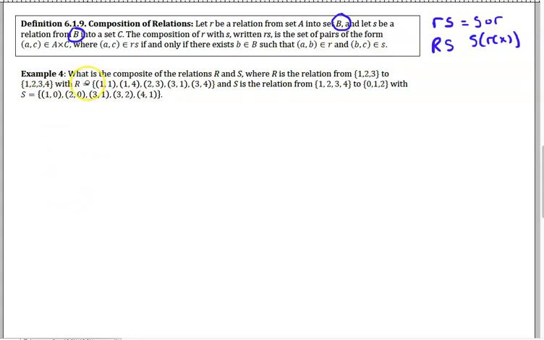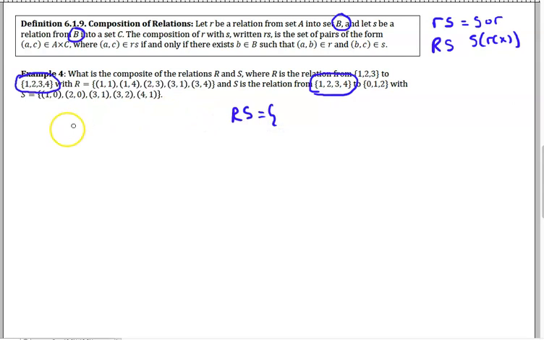So let's look at example 4. What is the composite or composition of the relations R and S, where R is the relation from {1, 2, 3} to {1, 2, 3, 4}, with R defined here, and S is the relation from {1, 2, 3, 4} to {0, 1, 2}, with the relation defined here. First of all, you need to double check that the output set of relation R matches the input set of relation S, and that way you can compose them. All right, so you can find RS by looking at the sets.